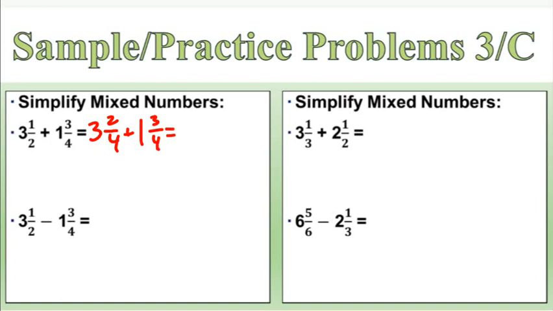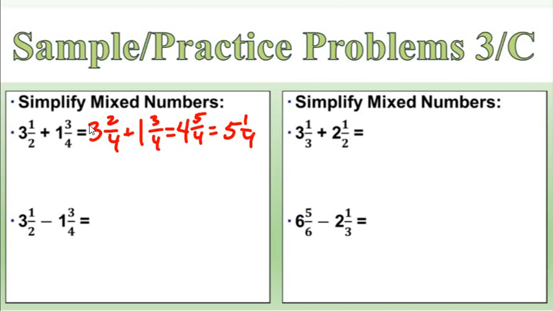So if I add my whole numbers, 3 plus 1 is 4. 2/4 plus 3/4 is 5/4. But we don't want to have a mixed number with the fraction part having an improper fraction. So we need to rewrite that as a mixed number. So 5/4 is the same as 1 and 1/4. So 1 and 1/4 plus 4 is 5 and 1/4.